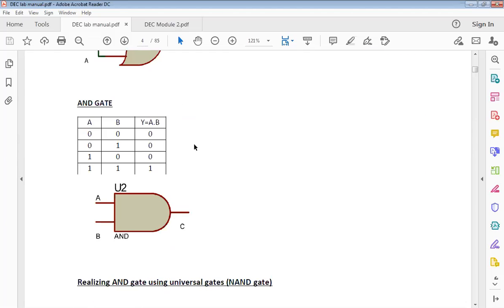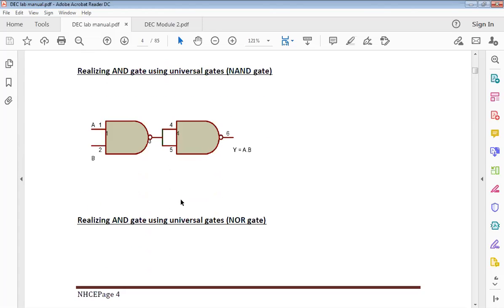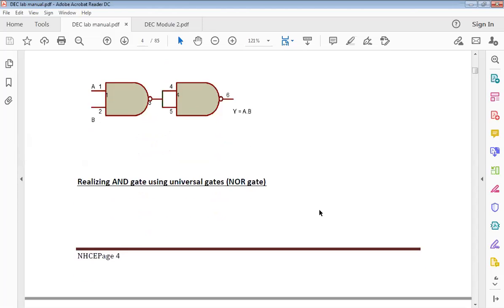AND gate truth table, this is the representation of the AND gate. Then how do you realize the AND gate using your universal gates? That's also there. So what am I doing here? I'm connecting an inverter. This is NAND, and then I connect an inverter, which is NOT. So NAND plus NOT will remove the N from here, and it gives me only the AND gate. Okay, next.